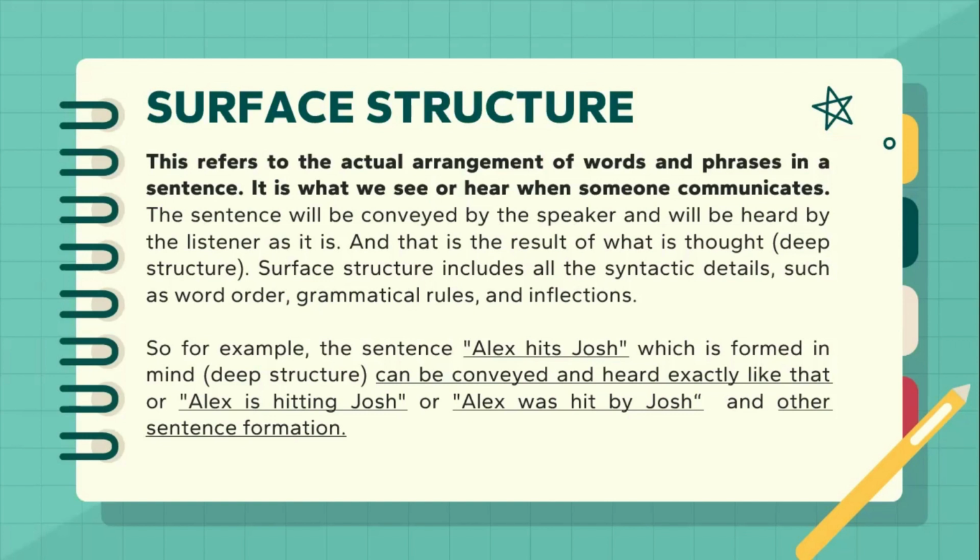And in this case, we have several options to convey the situation to others. We can say it with Alex hits Josh, which is the simplest, or with Alex is hitting Josh, or with Alex was hit by Josh. What comes out of our mouths is the result of deep structure, the result of our thoughts that were previously so abstract because they were still semantic. So basically, surface structure is the phonological form of a sentence.